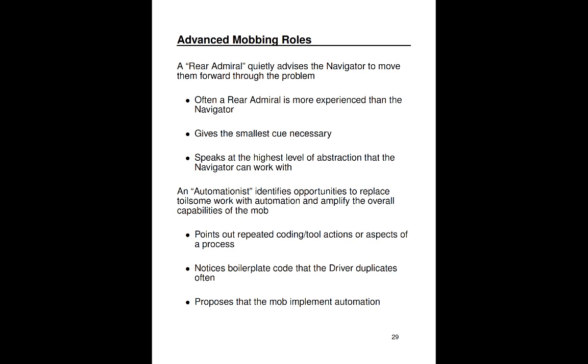An automationist on the mob identifies opportunities to replace work that is toilsome with automated processes in order to amplify the overall capabilities of the mob. So an automationist will point out repeated actions in the code or in the tools, or aspects of a process that don't need to be repeated. An automationist will notice boilerplate code that the driver has to type over and over again, and advocates for implementing automation to replace these toilsome activities.